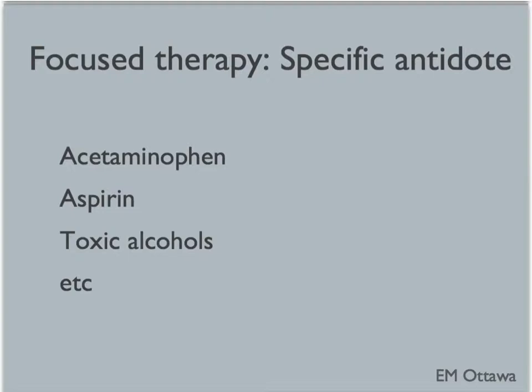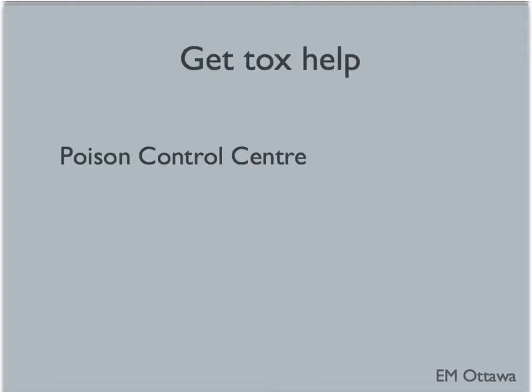F is for focused therapy or antidotes. There are a small number of specific antidotes for specific toxins. We will discuss a few of these in the antidote video. G is for get tox help. The local poison center always has staff available to answer questions, and they should be involved early in the patient's care.